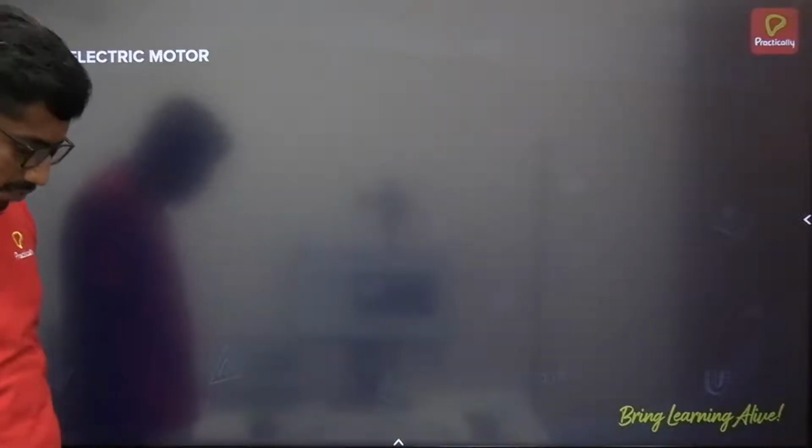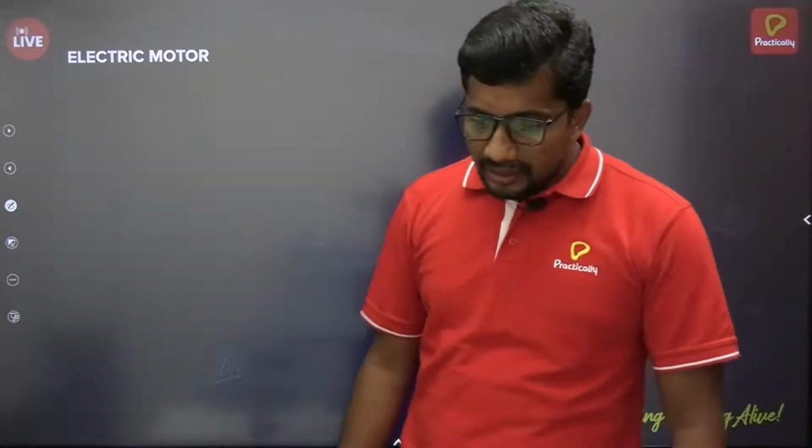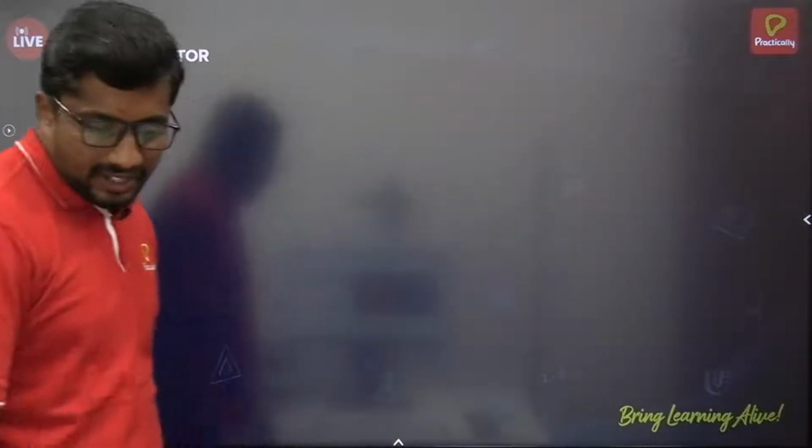Next one, electric motor. Based on the previous activity, we have learned that when electric current flows through a current carrying conductor placed in a magnetic field, it experiences some force. With the help of that concept, we are going to discuss the working of the electric motor.